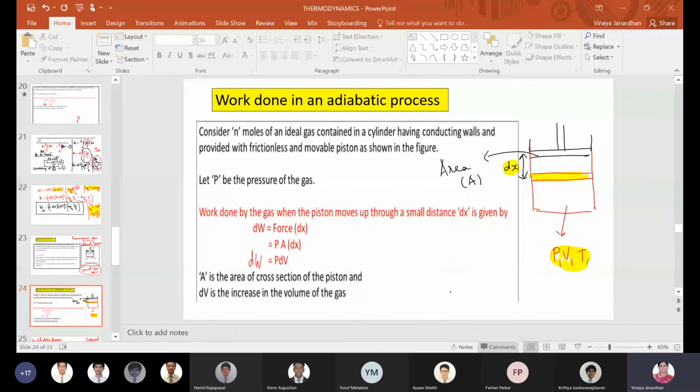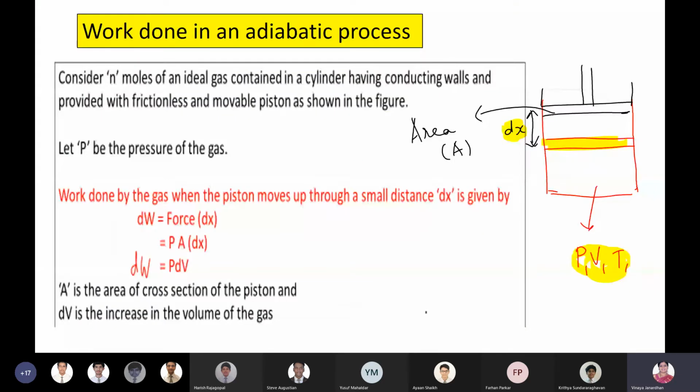It is the same procedure as what we followed for work done in an isothermal process. Yes, this is the last derivation for this chapter. Work done in an adiabatic process: in the same way, you are considering n moles of ideal gas contained in a cylinder.